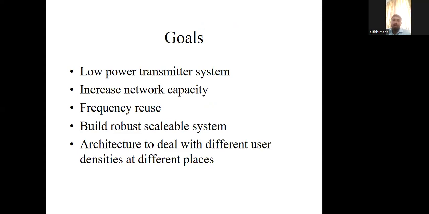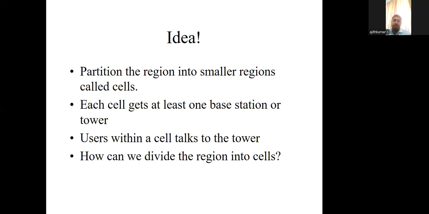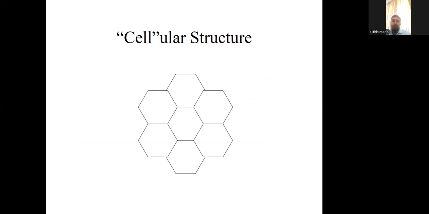See the goals: low power transmission system and increased network capacity, frequency reuse, and building a robust, scalable system and architecture with different users in different places. The idea is to partition the region into smaller regions called cells. Each cell gets at least one base station or tower. The user within a cell talks to the tower.